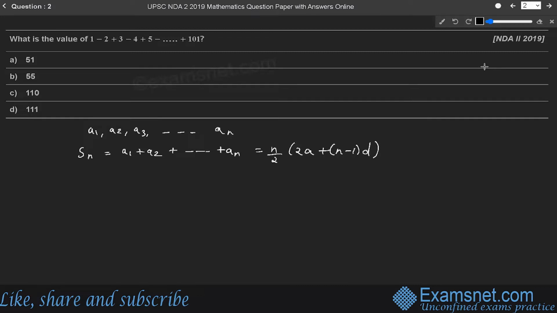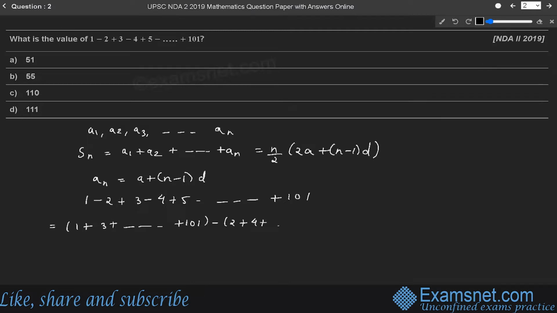Here A is the first term and D is the common difference. Also, if A1, A2 and AN are in AP, then the general term AN is given by A plus N minus 1 into D, where A is again the first term and D is the common difference. Here we have to find the value for 1 minus 2 plus 3 minus 4 plus 5 minus so on up to plus 101. So this can be written as 1 plus 3 plus so on up to 101 minus 2 plus 4 plus so on up to 100.